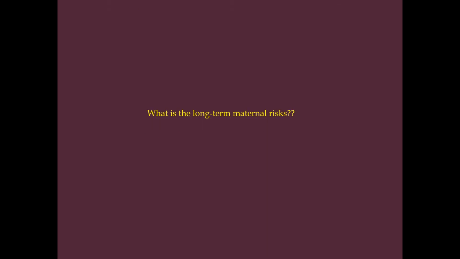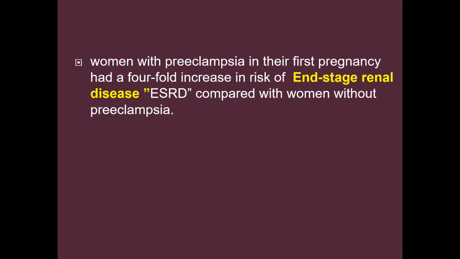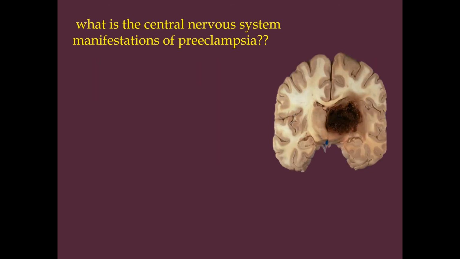What is the long-term maternal risk due to preeclampsia on the kidney? Women with preeclampsia in the first pregnancy have a four-fold increase in the risk of end-stage renal disease, compared with women without preeclampsia.